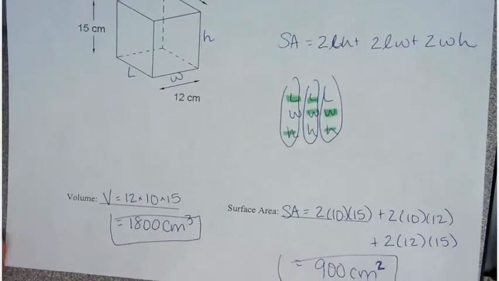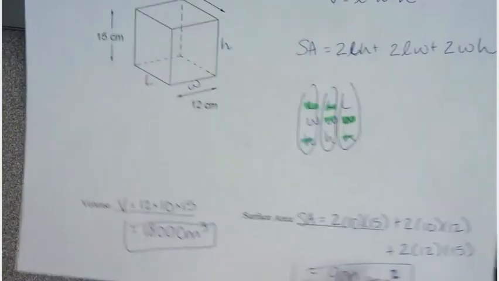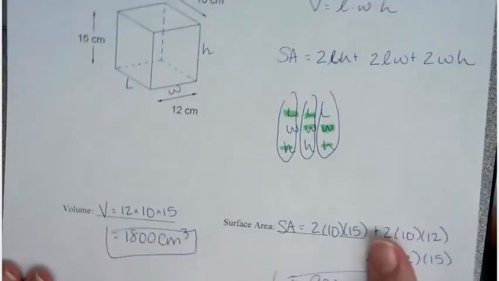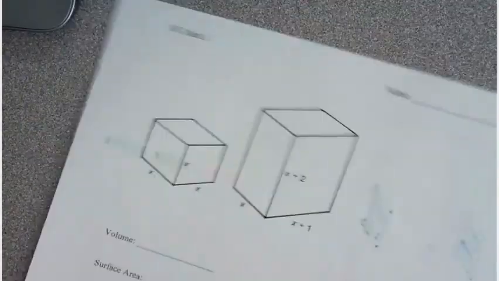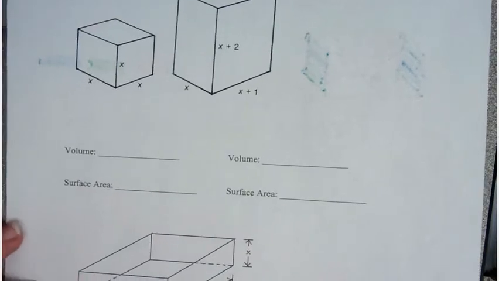Okay, when you're ready, you can pause this video. You can take a minute to copy everything down, but when you're ready, flip it over. We're going to talk about it again. So this time we're going to put some variables inside instead of just numbers.